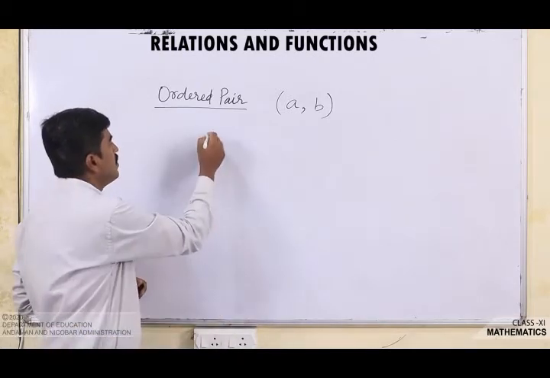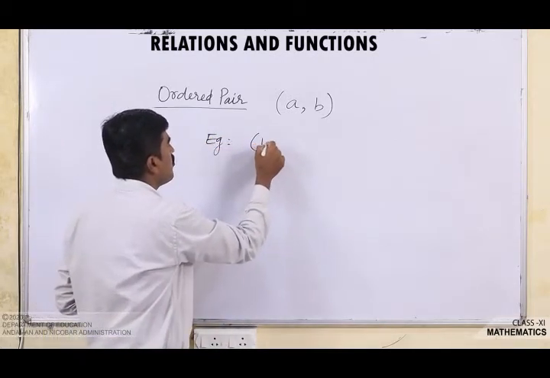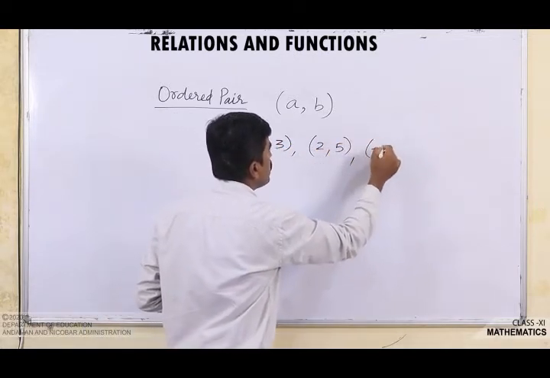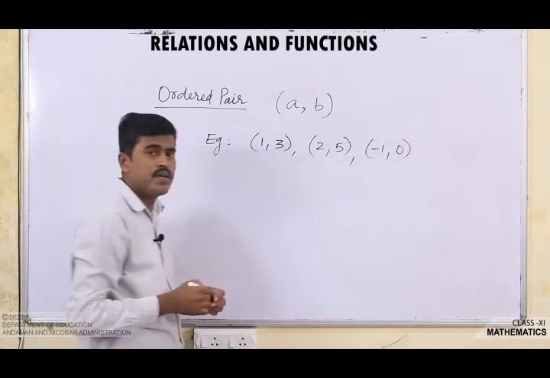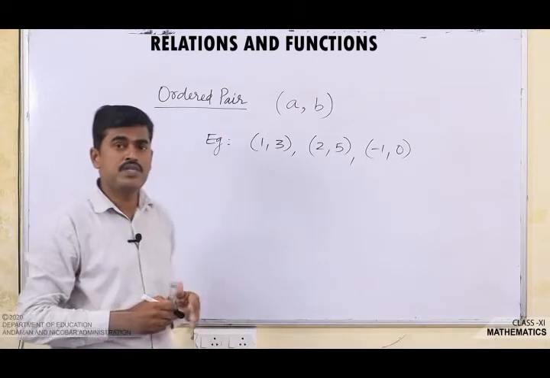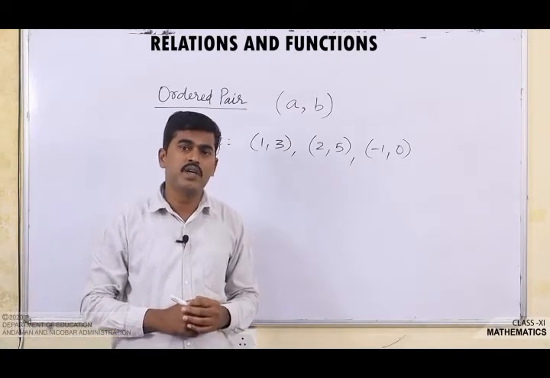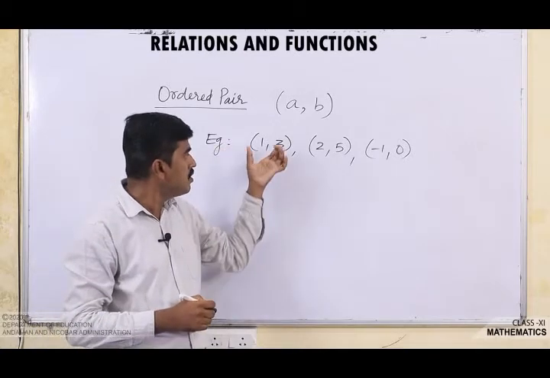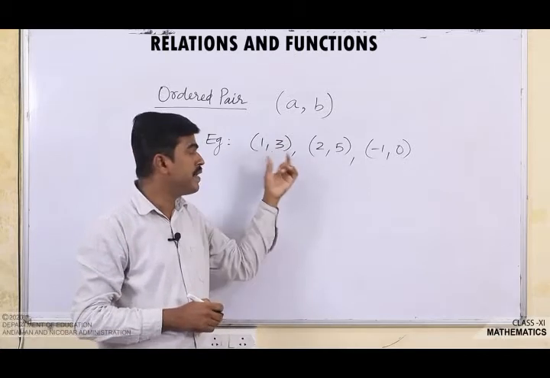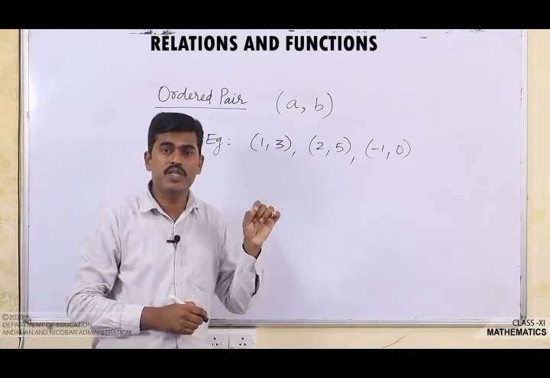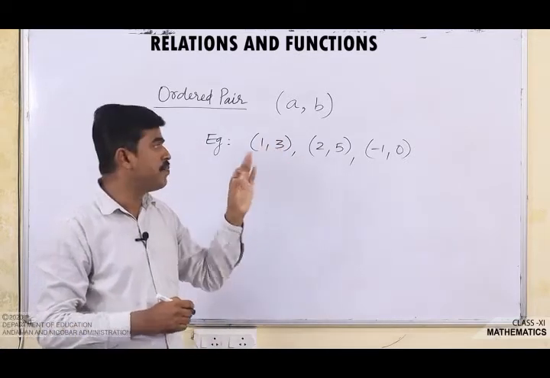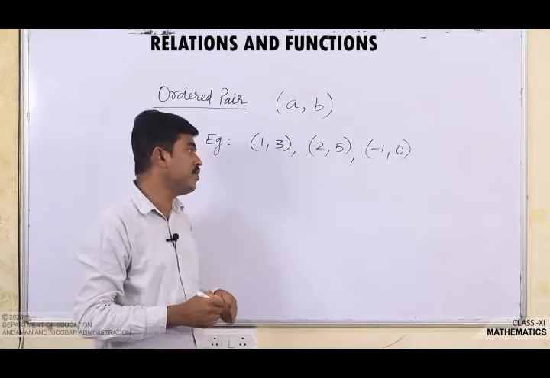For example, let us take some examples: 1 comma 3, 2 comma 5, minus 1 comma 0. All these are examples of ordered pairs. You studied coordinate geometry in class 10th. Now you see there, this is the ordered pair. Each and every ordered pair represents a point in two-dimensional space.